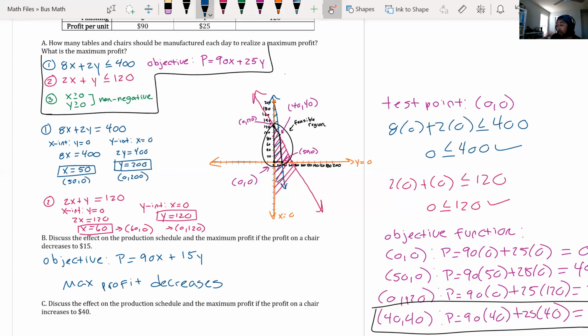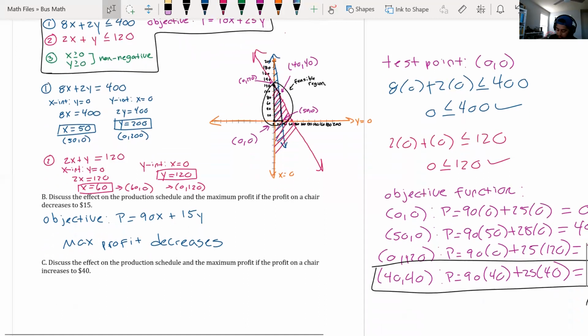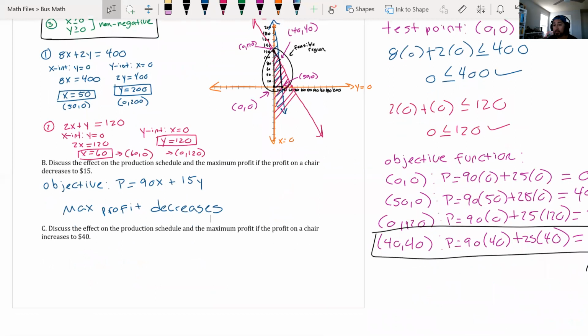And if you made your chairs cheaper, that means your production schedule might increase, right? Meaning you're just going to lose out on money because now you're paying more in hours. So again, these are just kind of think about it. And then C says, discuss the effect on the production schedule and the maximum profit if the profit on the chair increases to $40.